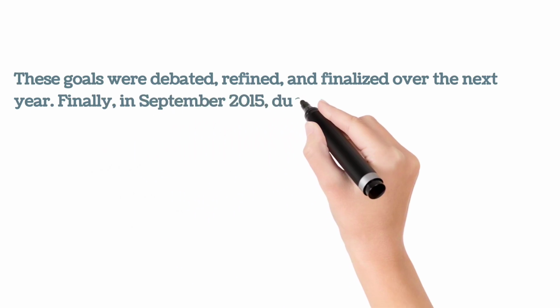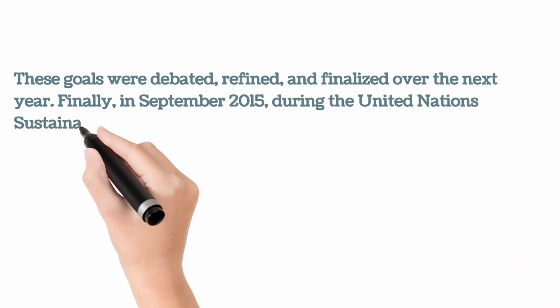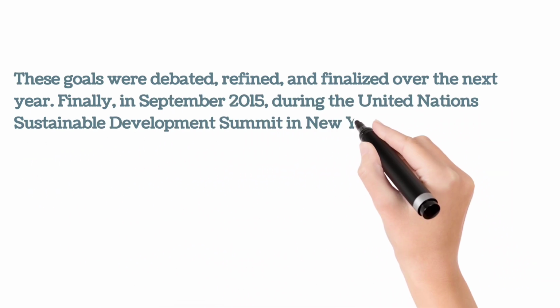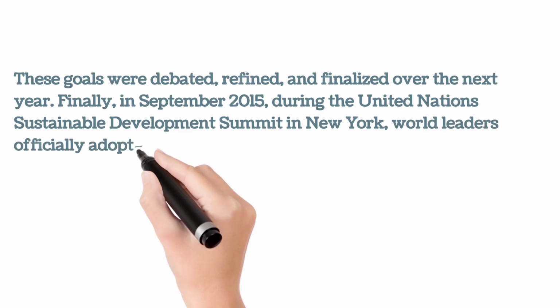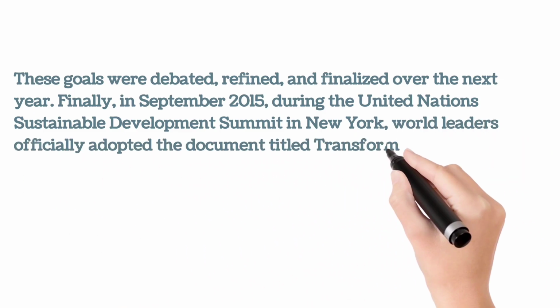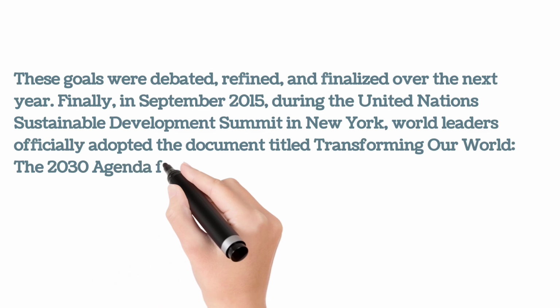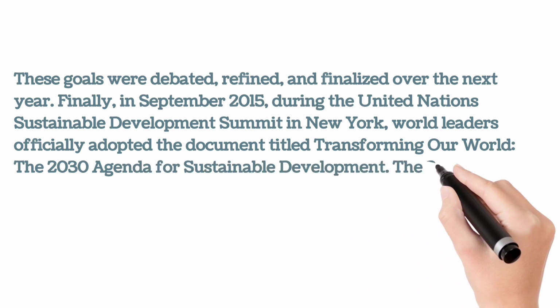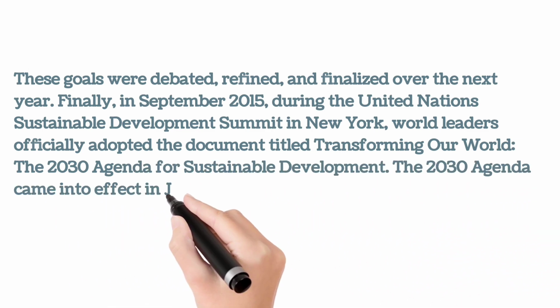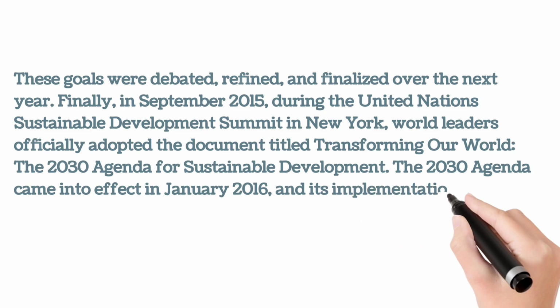Finally, in September 2015, during the United Nations Sustainable Development Summit in New York, world leaders officially adopted the document titled Transforming Our World, the 2030 Agenda for Sustainable Development. The 2030 Agenda came into effect in January 2016, and its implementation phase began worldwide.